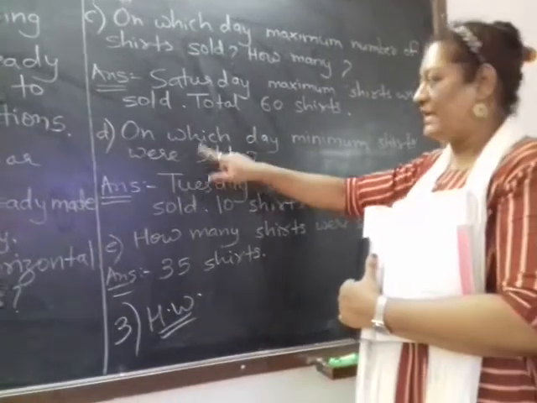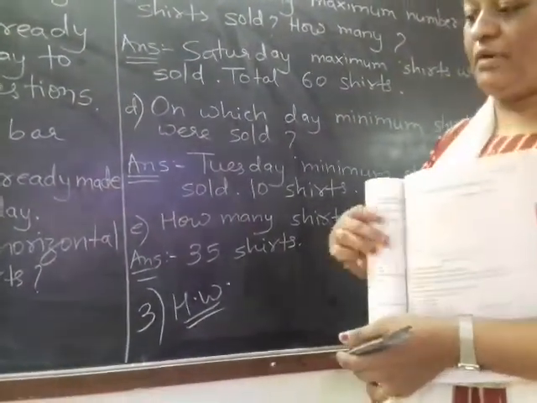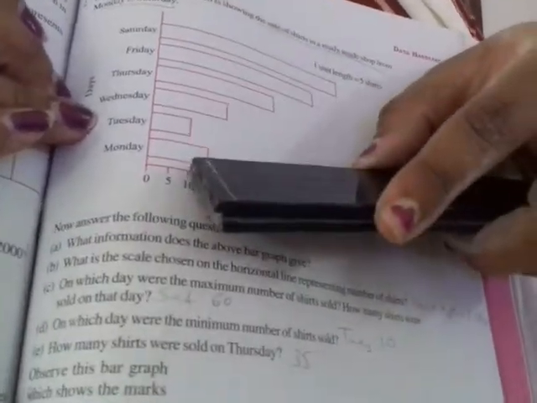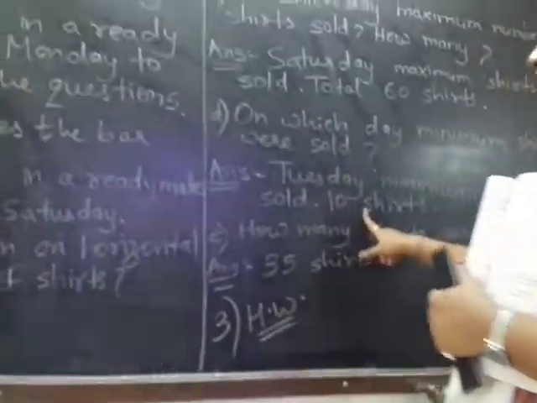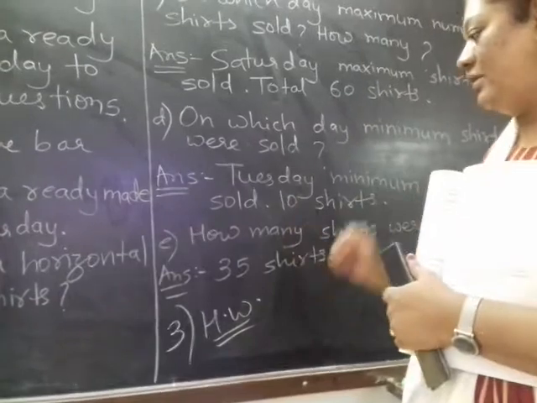On question number D, on which day were minimum shirts sold? We have to write only the name of the day. Which is the shortest bar you can see? Obviously, Tuesday, because compared to all the other rectangular bars, the Tuesday bar is the smallest one. So on Tuesday the sale of shirts was minimum and it was about 10 shirts only. So Tuesday was the day minimum shirts were sold.